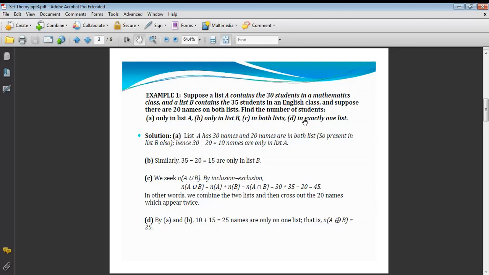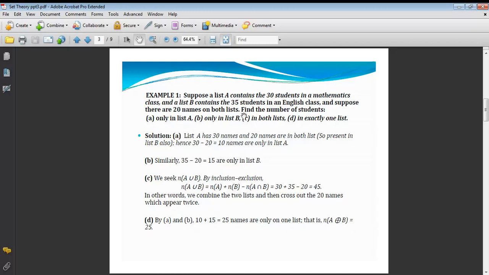Last part, find the number of students which are included in only one list. So from part A and part B, since 10 names are only in A and 15 names are included only in B, a total of 25 names are included only in one list. In another way, you can write that in the form of symmetric difference also. The number of elements in the symmetric difference of A and B will be equal to 25.